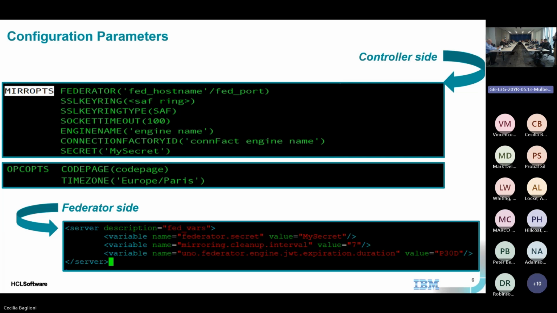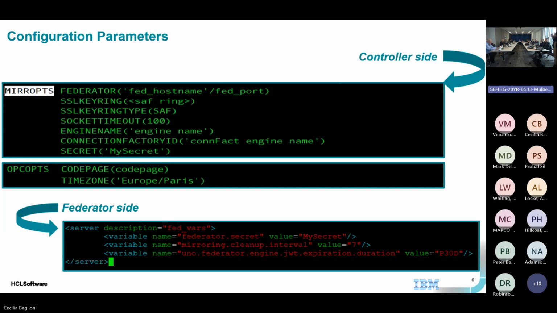The socket timeout. This parameter contains the number of seconds the DB filler waits before the connection with the federator is closed. The engine name is an external name for the engine. This name is used by the controller to register itself on the Dynamic Workload Console. Connection factory ID is the name of the engine that you put inside the connectionfactory.xml file under the Dynamic Workload Console package. And the secret.